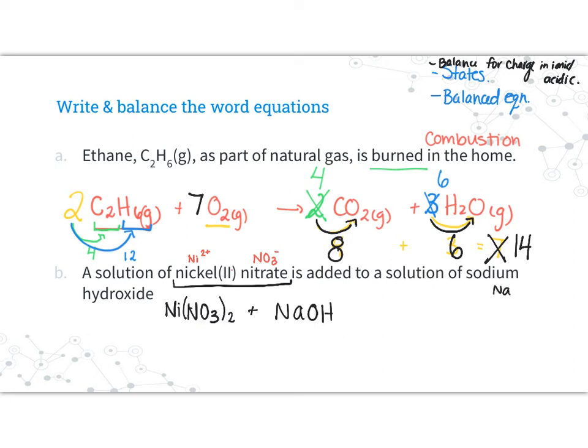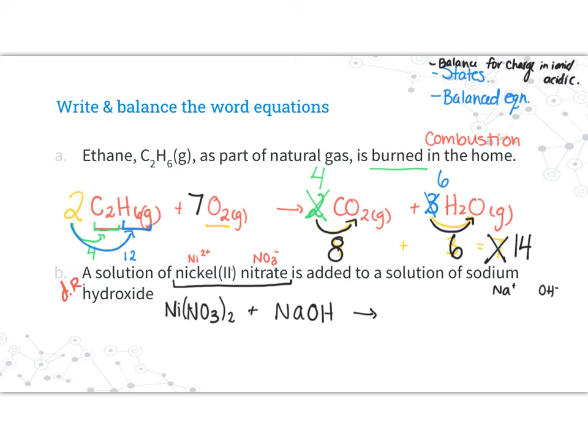Sodium, again, is a 1+. Hydroxide is a 1-. So 1 and 1 will balance. We need to predict our products in this case. So this is a double replacement reaction. It's a double replacement because I have 2 ionic compounds reacting together. So this one's a double replacement.